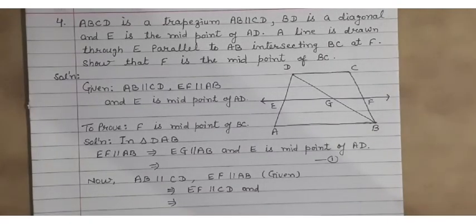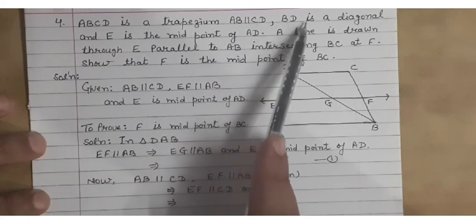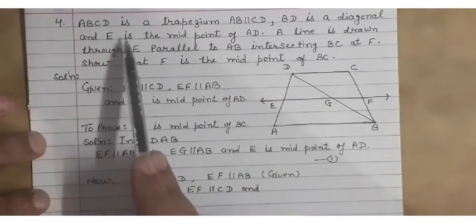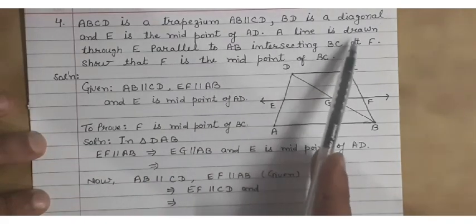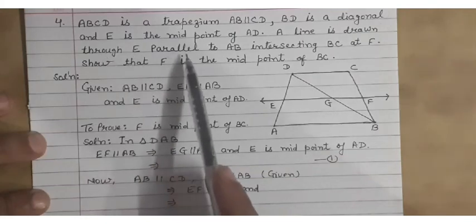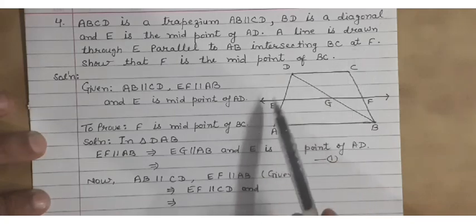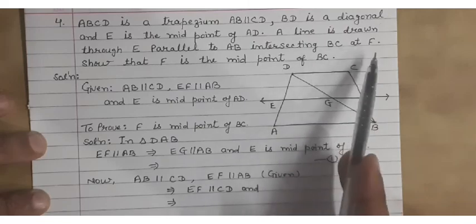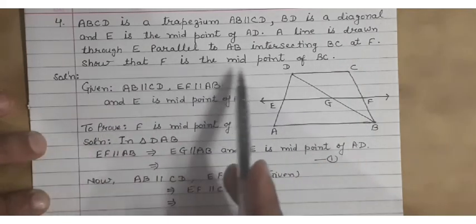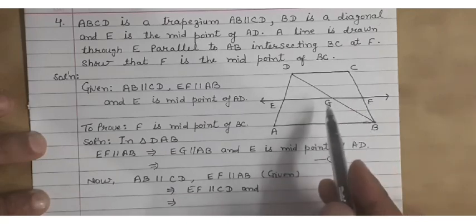Yes, question number 4. What is given? ABCD is a trapezium in which AB is parallel to CD and BD is a diagonal and E is the midpoint of AD. A line is drawn through E parallel to AB intersecting BC at F. Show that F is the midpoint of BC.